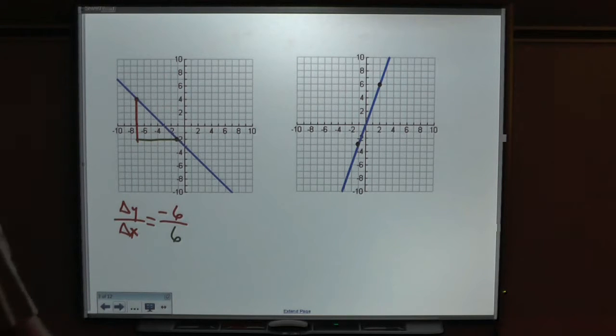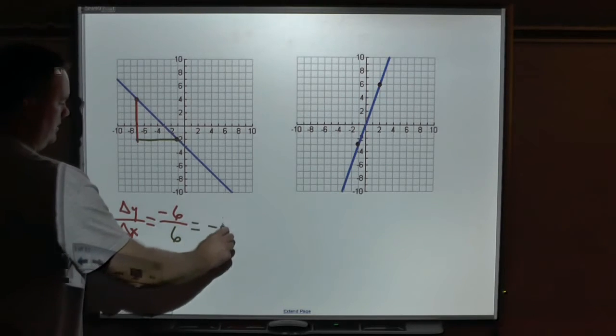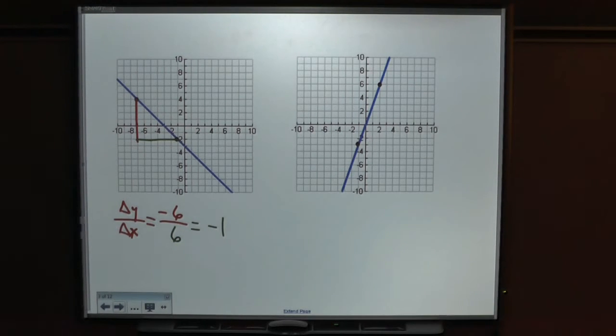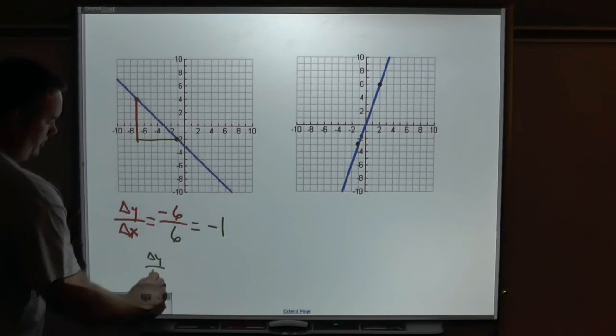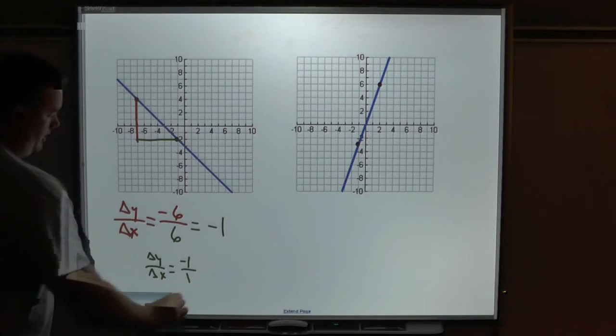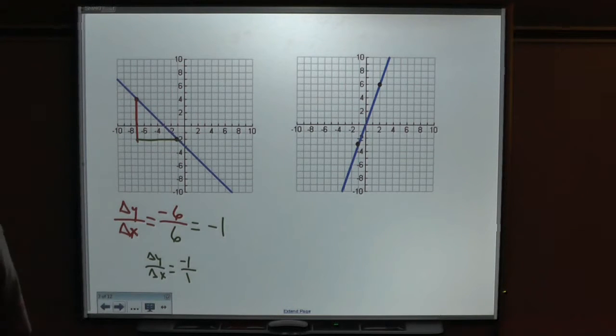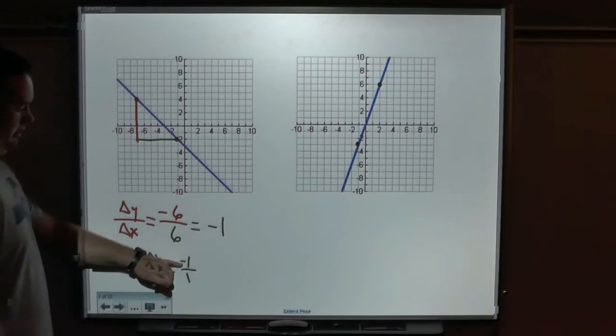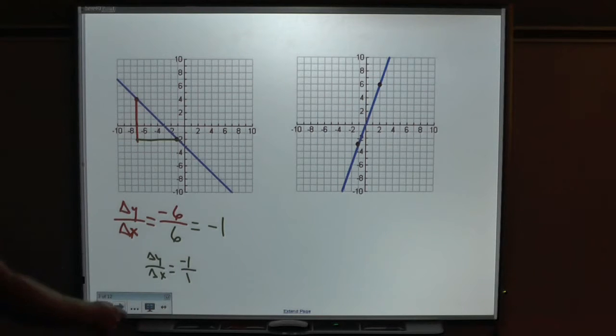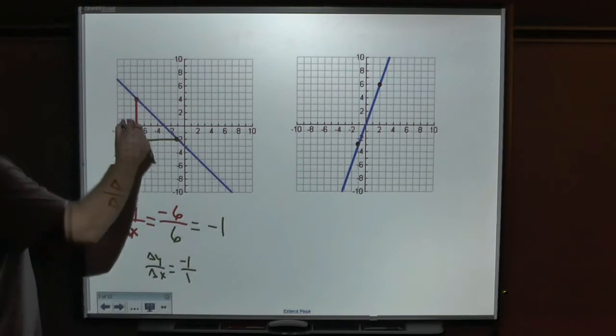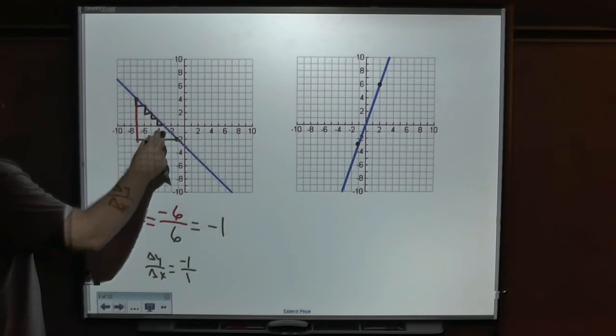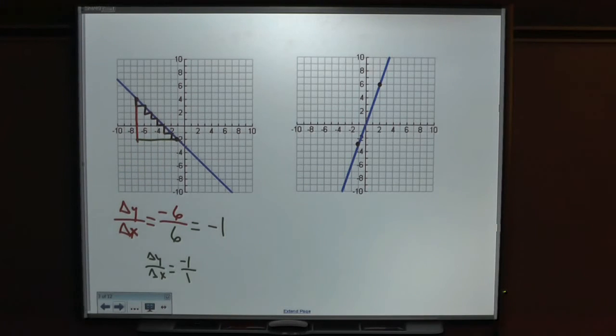Now we need to reduce this. Negative 6 divided by 6 is negative 1. The slope of this line is considered to be negative 1. And what that means in terms of change in y over change in x, we put it as a fraction. So we'll put it over 1 because it is a whole number. Negative 1 over 1 means 1 unit down, 1 unit to the right. As we go on here, take a look. Starting at this point, 1 unit down, 1 unit to the right, back to the line. 1 unit down, 1 unit to the right, and so on. You do that all the way down, you'll see you'll still come back to that line.